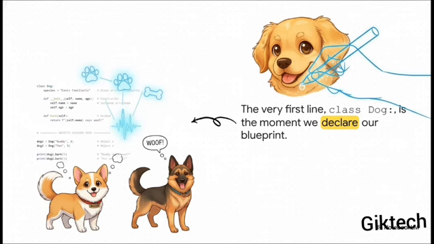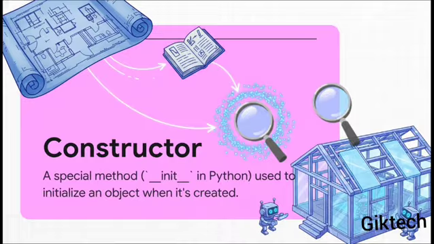And it all kicks off with this one simple line right at the top. Class Dog. That's it. That's the moment we tell the computer, hey, pay attention. I'm about to lay out the blueprint for what it means to be a dog in my program. Now, every good blueprint needs some setup instructions, right? The part that says what to do first.